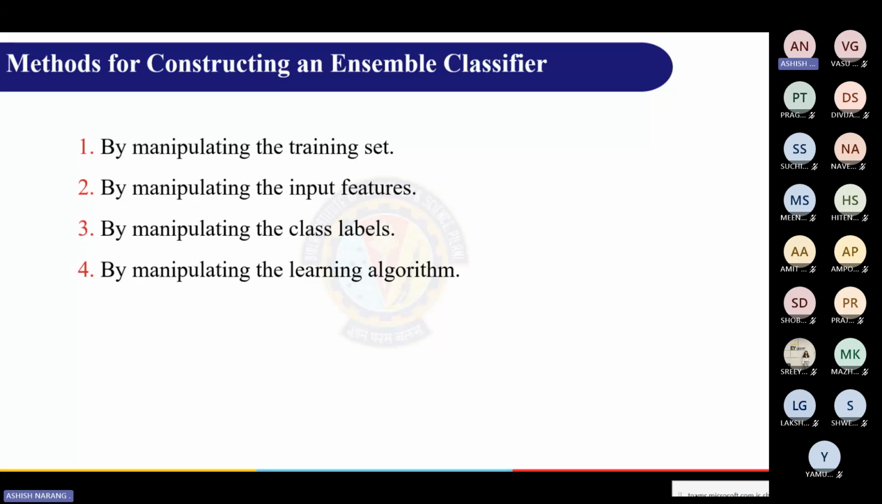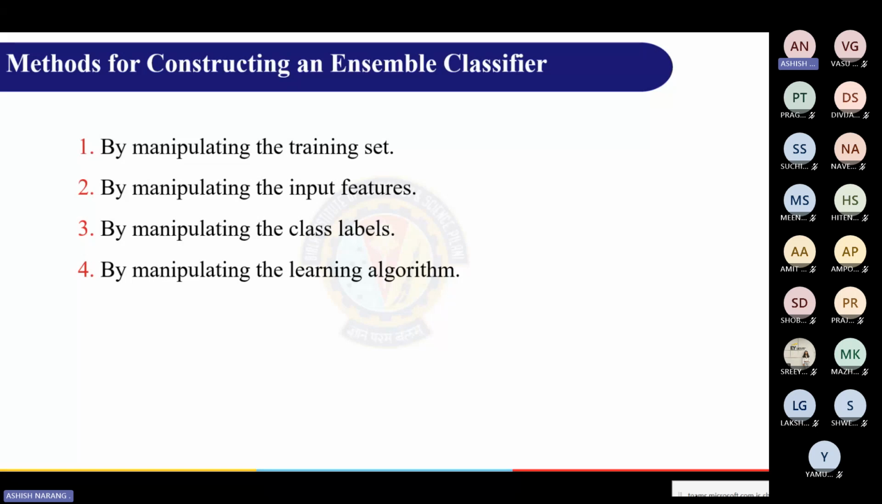The first one is by manipulating the training data set. Second, by manipulating the input features, third, by manipulating the class labels, and fourth, by manipulating the learning algorithm. These are the 4 things that you see, right? And let's look at each one of them.